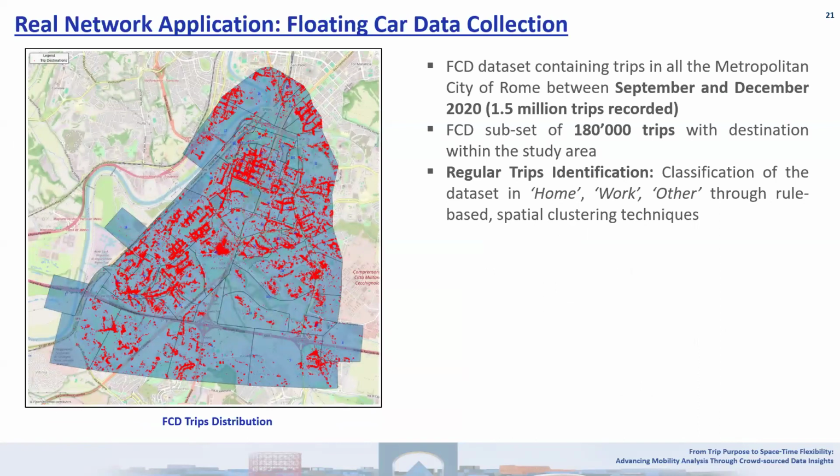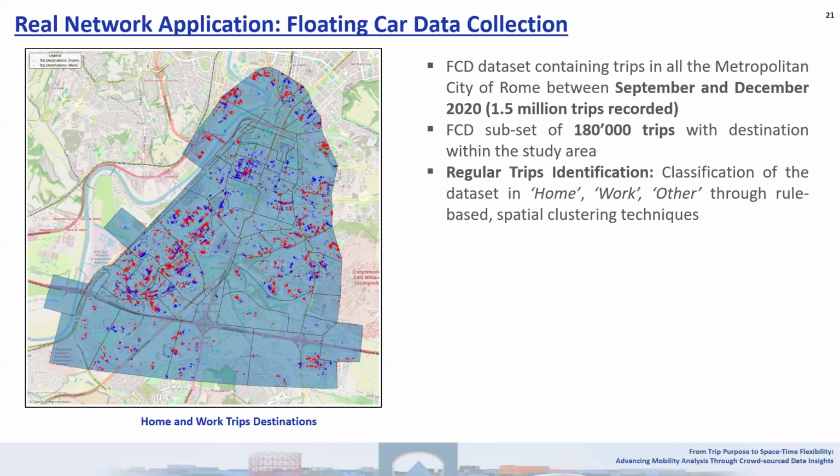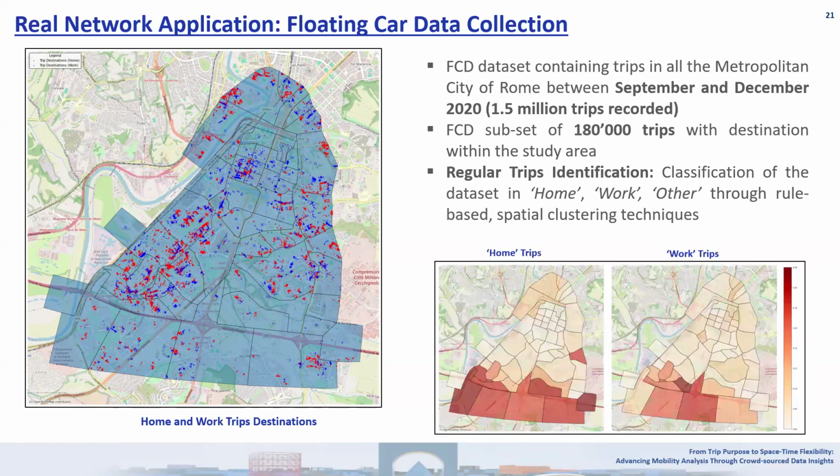So this is the application. We classified our floating car data trips. This is the spatial distribution of all our trips, and we have classified them into home trips, the red dots, and work trips, which are the blue dots. For each of our traffic zones, we computed how many home trips there are over the total amount of trips that have destination in the zone, and how many work trips there are that have destination in the zone over the total amount of trips. So we computed this fraction for each zone.